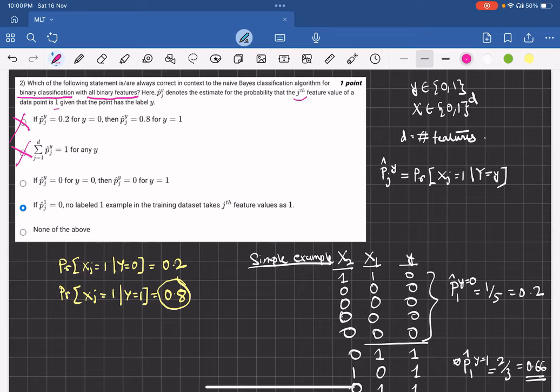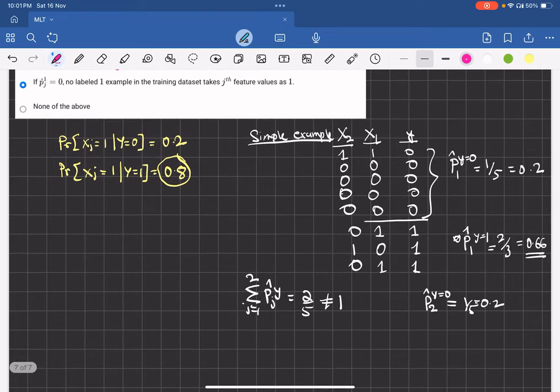What does the third one say? The third one says that if a particular probability is 0 for y equal to 0, then that will be 0 for y equal to 1. This is definitely not true, right? Let's again try to understand it with the same example.